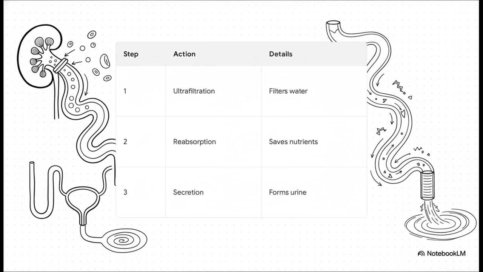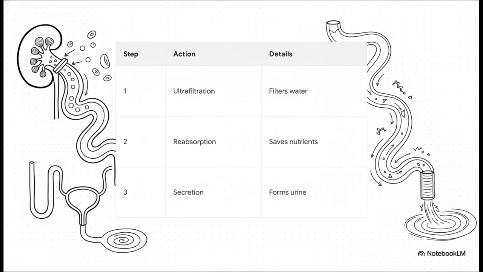But we have a problem. That filtrate contains good stuff, like glucose and water, that your body desperately needs to keep. It can't afford to just pee that away. So that brings us to step 2, selective reabsorption. As the liquid travels down that coiled tubular part, the surrounding capillaries intelligently take back the good nutrients. They selectively reabsorb the glucose, amino acids, essential sodium ions, and a major chunk of the water, pulling it all back into the bloodstream. Finally, we hit step 3, secretion.